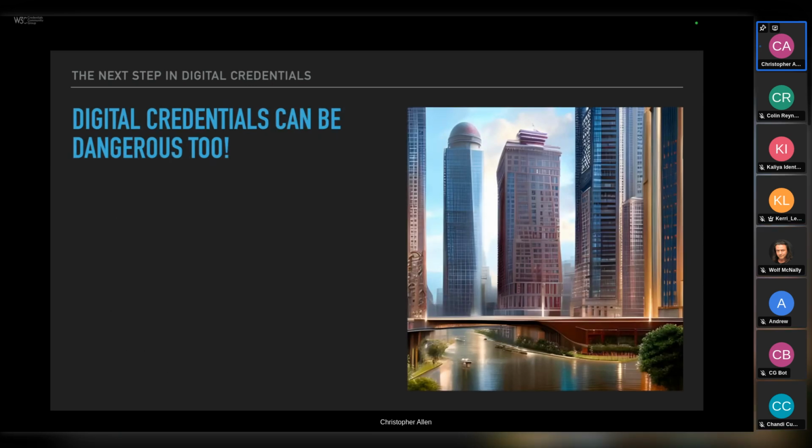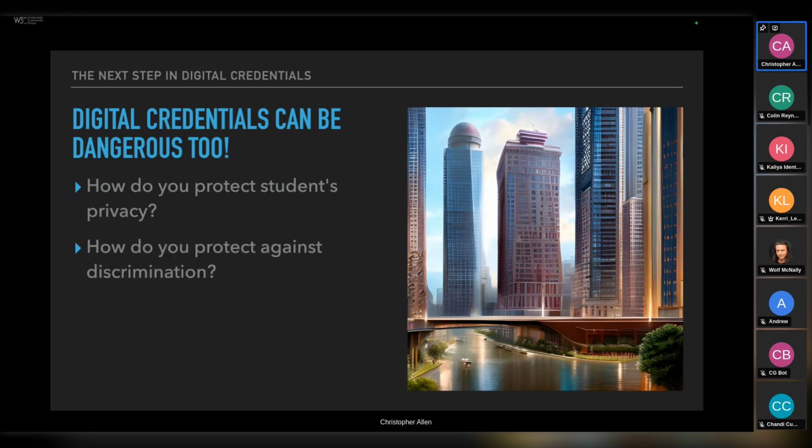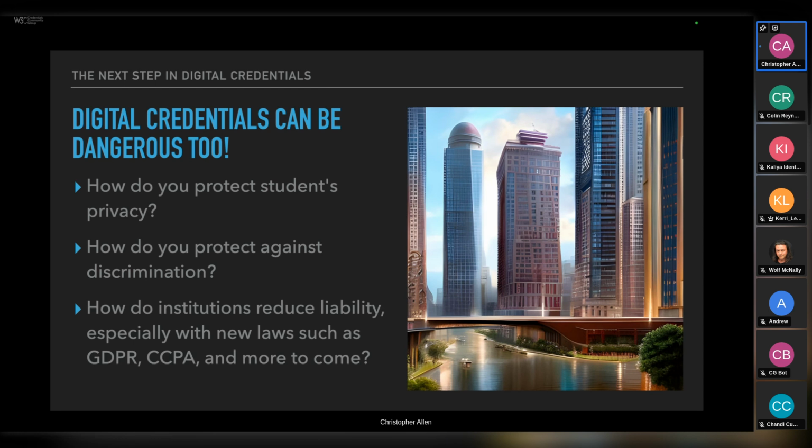But I also feel like digital credentials can be dangerous. All that we've done with them is right now make them better, but we haven't necessarily addressed the problem. So in particular, how do you protect student privacy? A subclass of that is how do you protect against discrimination against students? But possibly even more important, especially given this group, which is working directly with universities and other educational institutions, is how do we reduce liability, especially given laws like GDPR, the CCPA in California, and I've been involved with even more digital privacy laws that are emerging.